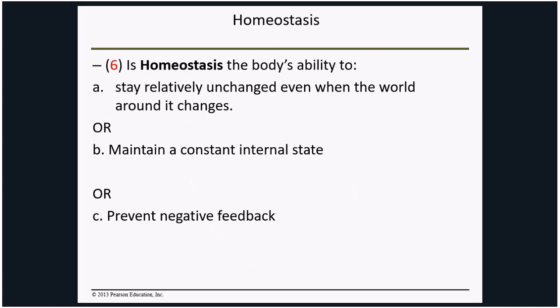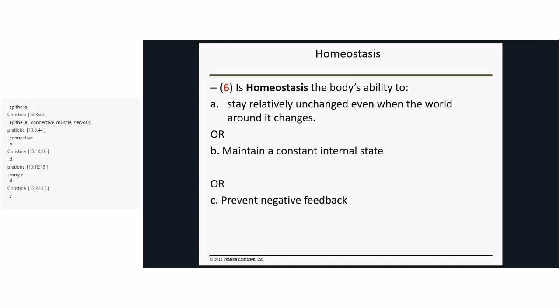So homeostasis. This is a word you're going to hear a lot in this course. Homeostasis is on page 465 where it talks about it as a definition. So which of these answers do you think is correct? Is homeostasis A, the body's ability to stay relatively unchanged even when the world around it changes? Or B, maintain a constant internal state, or prevent negative feedback?